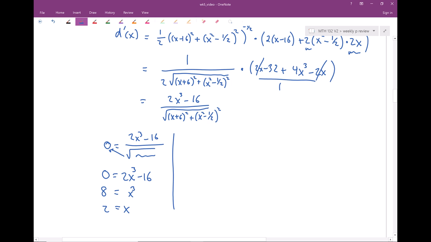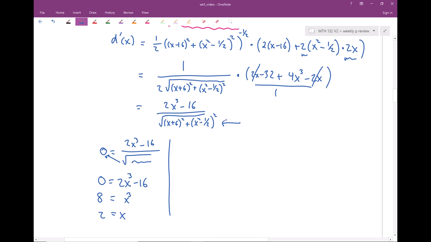Now, the question is, what about when it's undefined? We get critical points where either the derivative is 0 or where it is undefined. And so what it would take for it to be undefined is certainly if you were to divide by 0. So if this was equal to 0, then we would get another critical point that we'd have to consider.